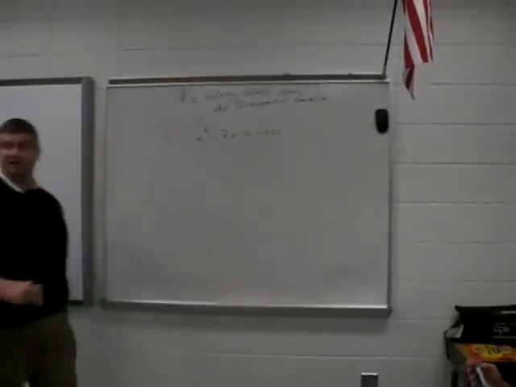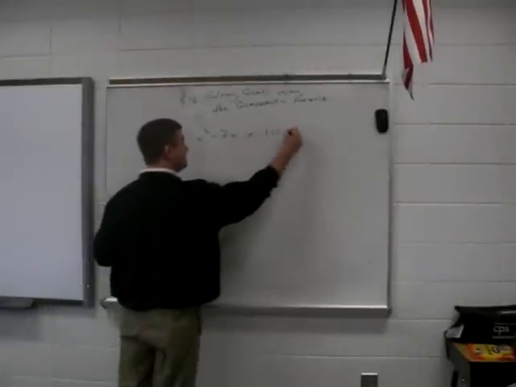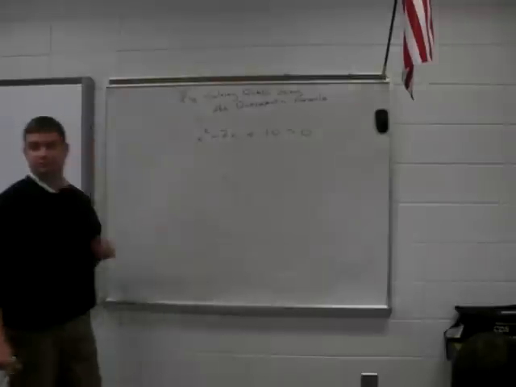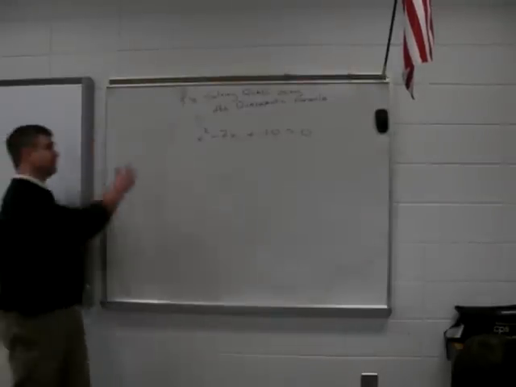Next example, we're solving quadratics using the quadratic formula. First step, what do we have to do? Set it equal to 0. Very good. So, I add 10 to both sides, and I'm now equal to 0. Okay, now what do I need to do? Label A, B, and C.